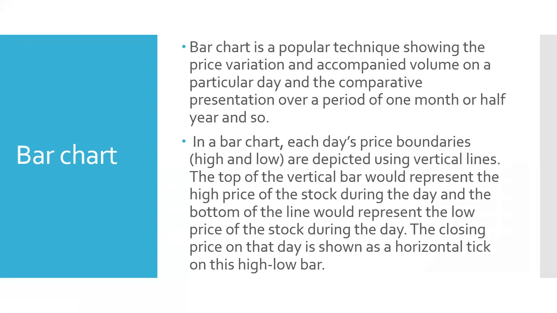You can also show closing price on this bar. This vertical line is known as the high low bar. On that line, the closing price is depicted using a horizontal tick, right? Sometimes opening and closing, both prices are shown. If opening and closing both prices are to be shown, then on the left hand side, a tick can be put showing the opening price, and on the right hand side, you can put a tick showing the closing price.